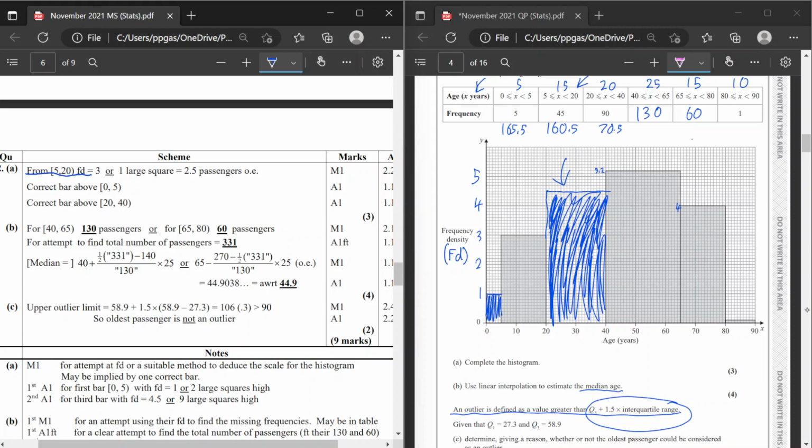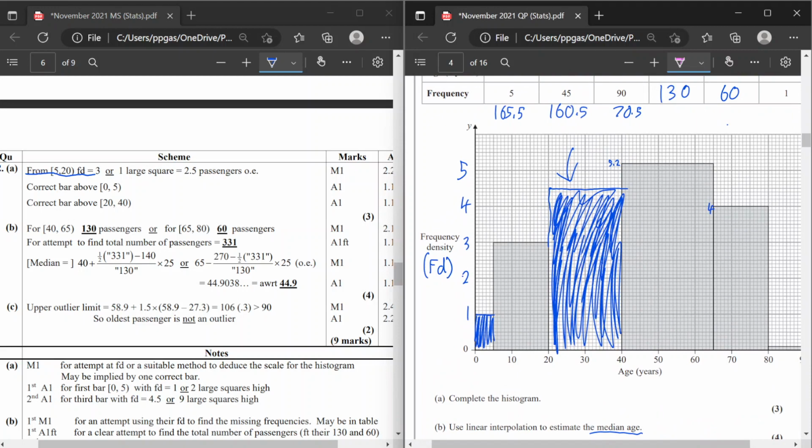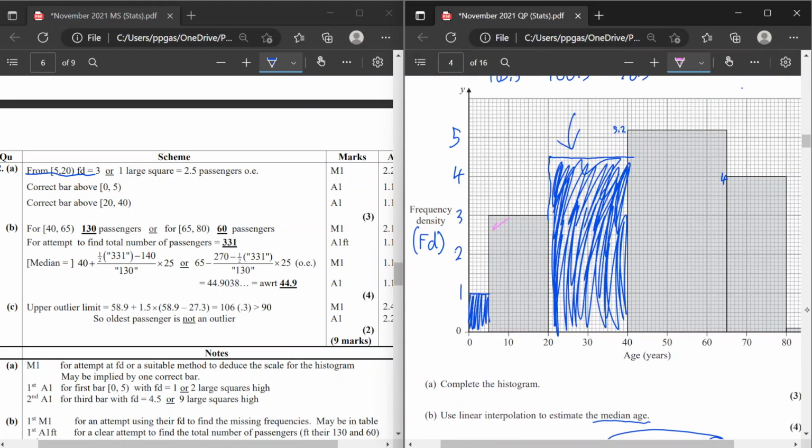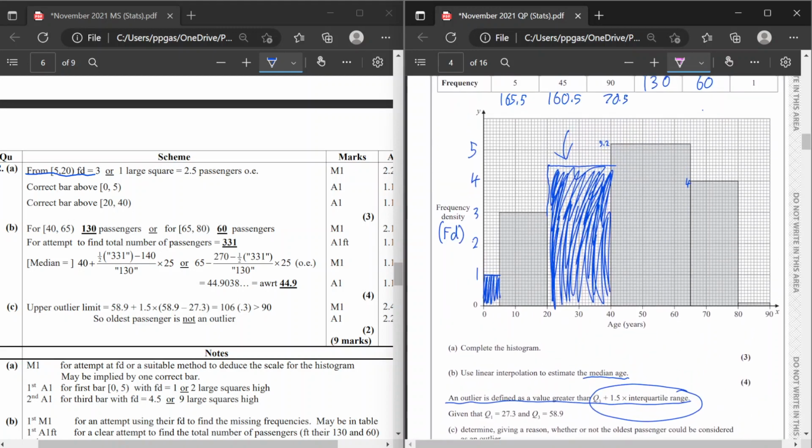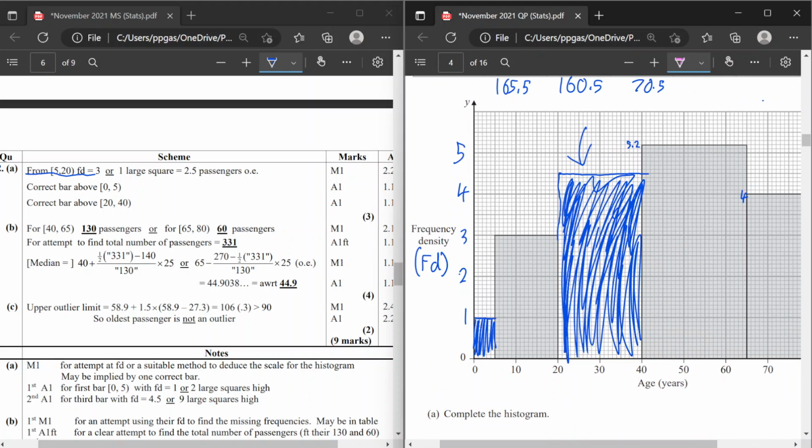So from 5 to 20, FD equals 3. Oh, frequency density. Okay, so that's talking about the 5 to 20 group. It's basically looking at this box here, and you're saying that the frequency density of it is 3. Oh yeah, okay, I get that because if you look at the y-axis here, I labelled on it 3, and that is the height of the 5 to 20 group. So I get that first method mark, which is nice.